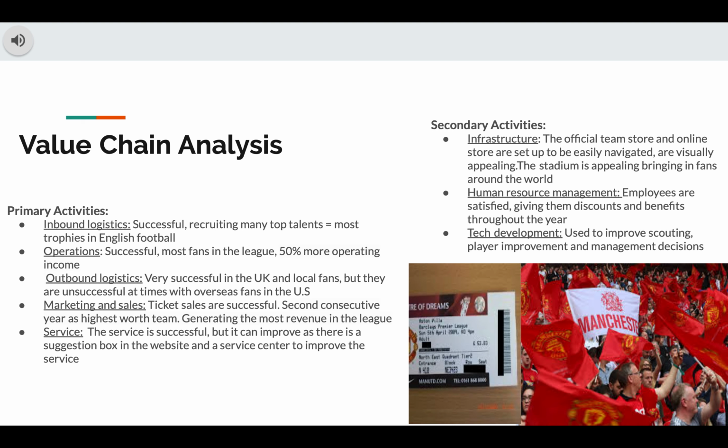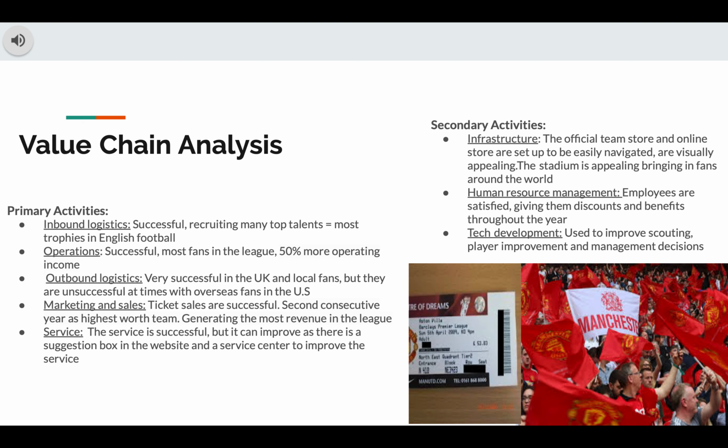And in secondary activities, there's the infrastructure, human resource management, and tech development, all of which go into primary activities and support them. Infrastructure, the official team store and online store are easily navigated and visually appealing, as well as the stadium is also visually appealing to help bring in fans from all around the world.